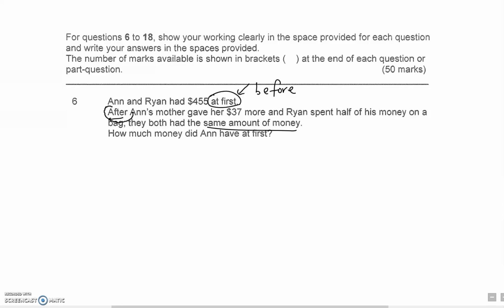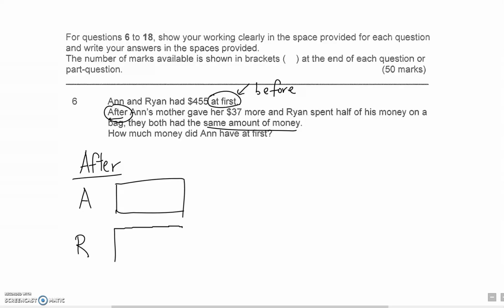So this happens after. So what I'm going to do is draw the model for after, because it's easy for me to draw. I have both people, Anne and Ryan. After everything that happened, Anne ended up with the same amount of money, and Ryan also ended up with the same amount of money.